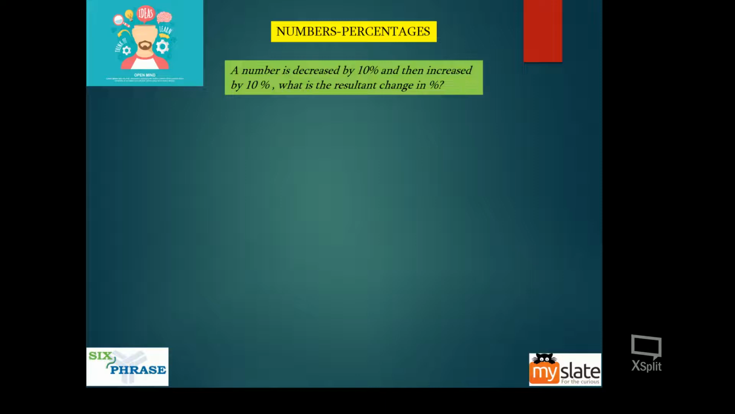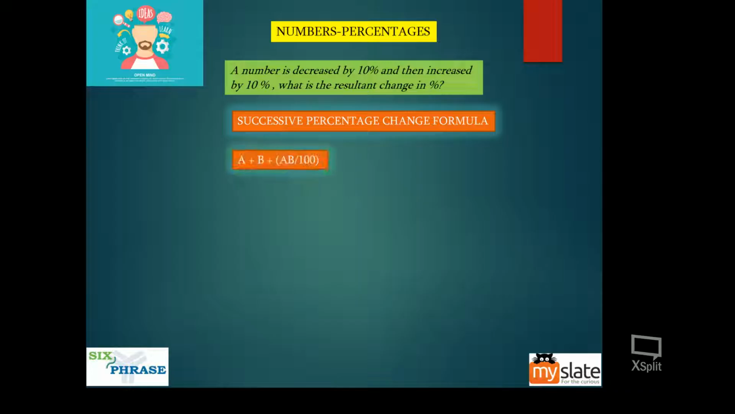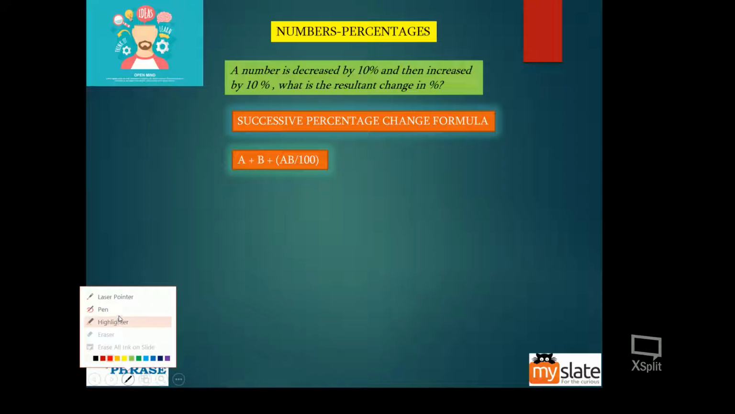by 10 percentage. What is the resultant change in the percentage, guys? So this question you're already aware of, but we'll do it using the successive percentage formula. As you know, the formula is a plus b plus ab divided by 100. This 100 that you see here is only for the third term.